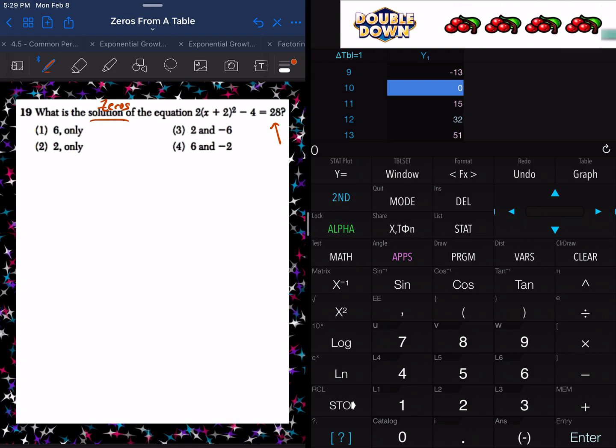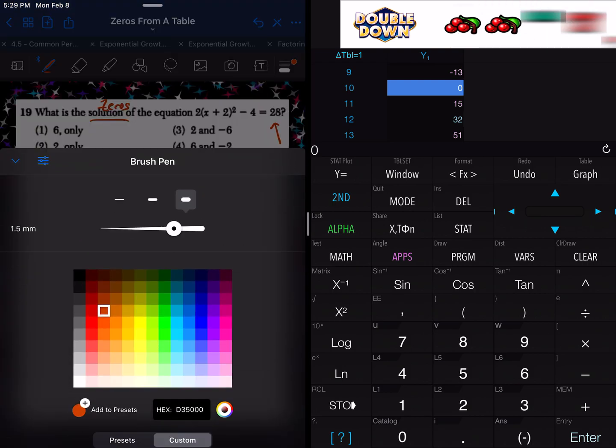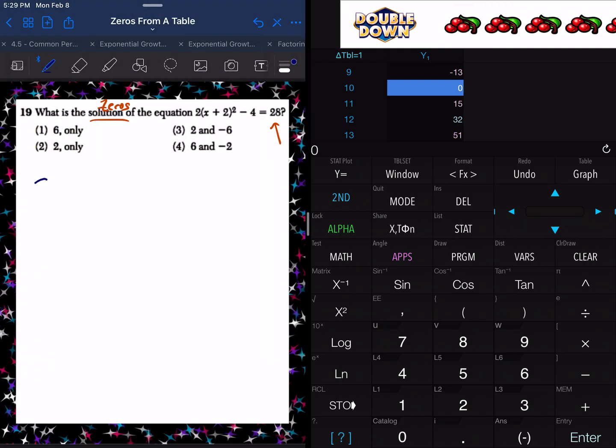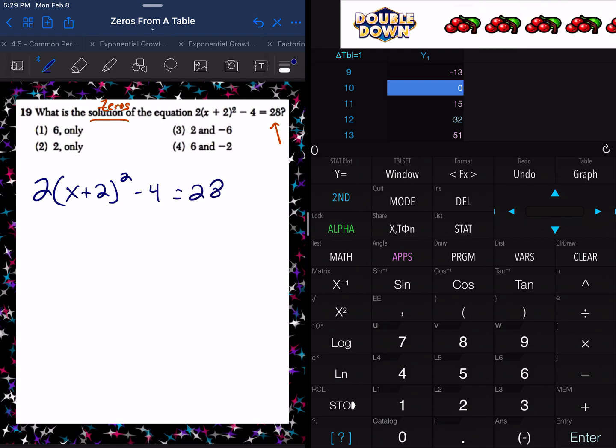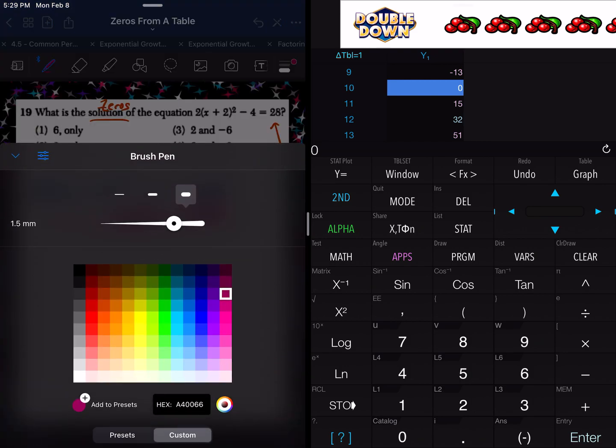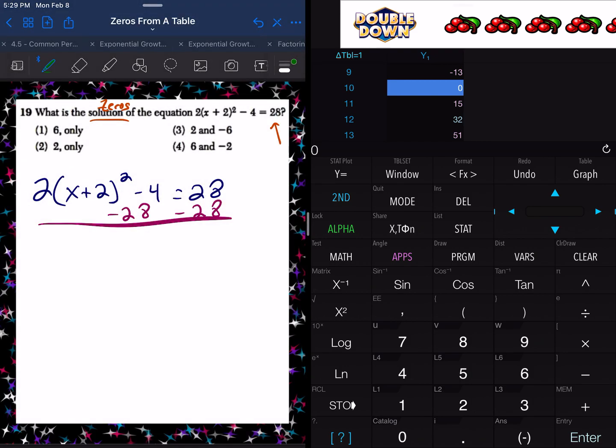So that means I have to get rid of the positive 28. What can we do to get rid of a positive 28? Well, I want to use a negative 28. So I am going to rewrite this x plus 2 squared exactly how I see it, and I'm going to use inverse operations, minus 28 on both sides. Now this is going to look a little funky, and that is okay.